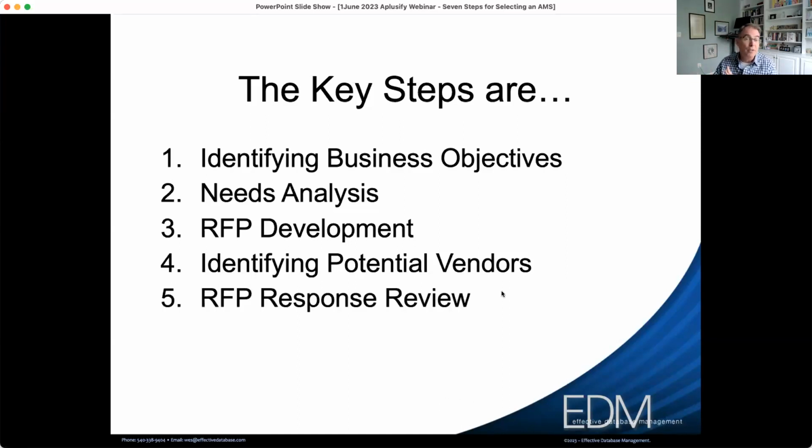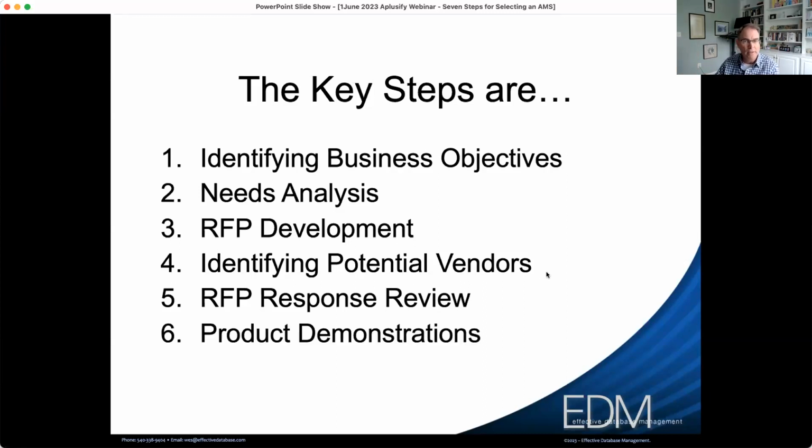Step 5 then is reviewing those RFP responses. And because you have to do this, this is one of the reasons why you don't send it to 10 or 15 or 20 vendors, because if you get 15 or 20 responses, you have an obligation to review those. And so we want to make sure the work on your side is time well spent. And we want to make sure we're not wasting the time of the vendors as well. But we'll talk about how to review an RFP so that you can make, to the extent possible, those apples to apples comparisons.